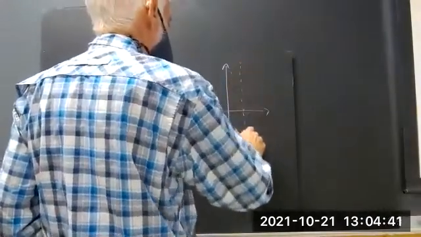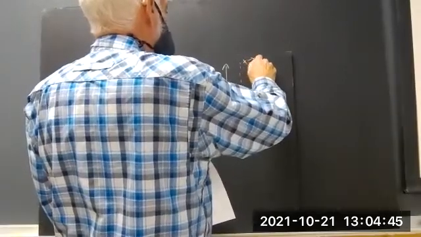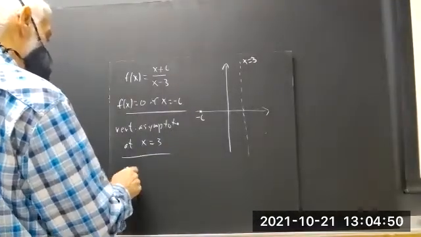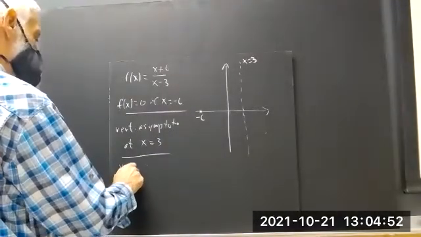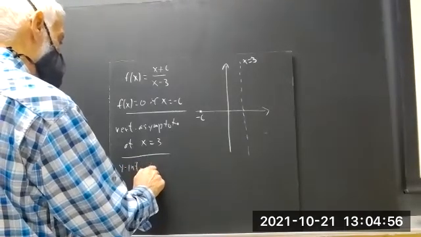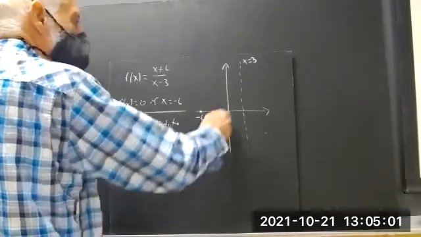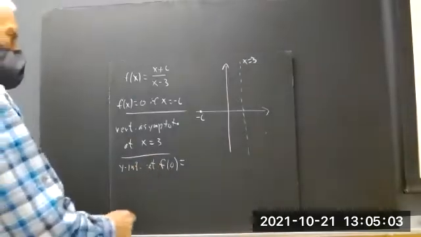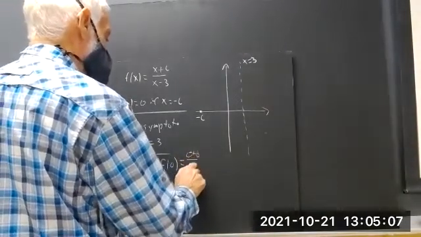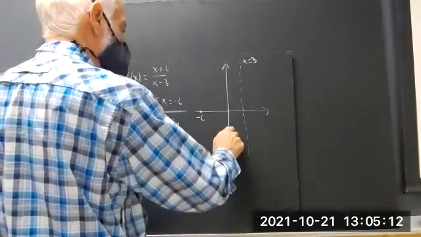X equals 3. Y-intercept occurs when x equals 0. That's the point f of 0: 0 plus 6 over 0 minus 3, which is negative 2.